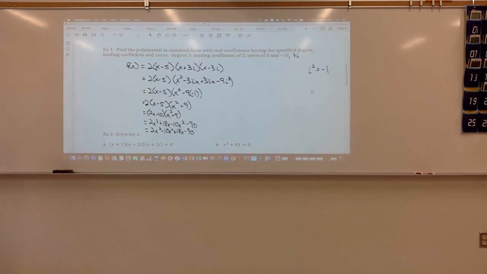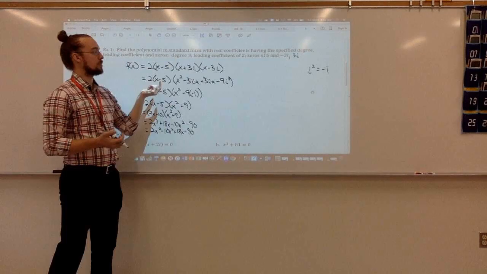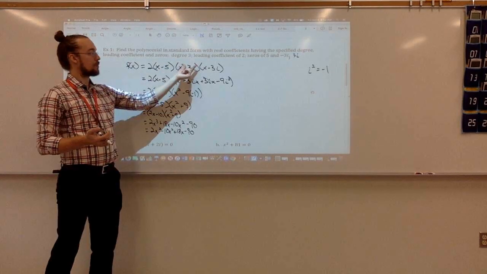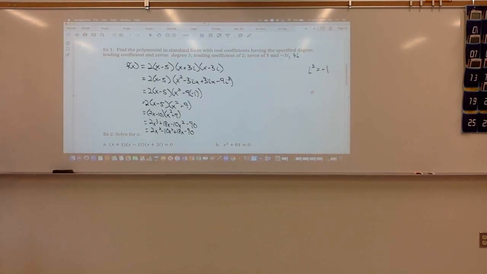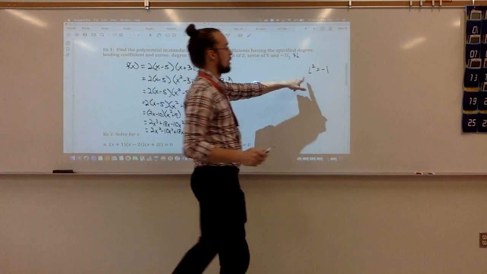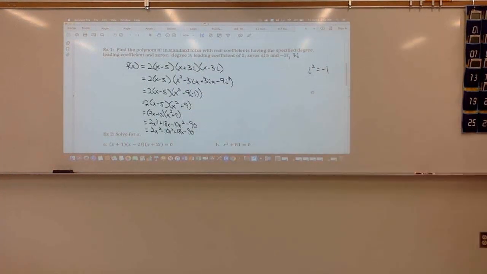We okay with something like that? Given the zeros, a leading coefficient and a degree, we can list out our factors. And then if we want it in standard form, just multiply them all together. And if we have imaginary zeros, the key to simplifying is that i squared is equal to negative 1. Questions?